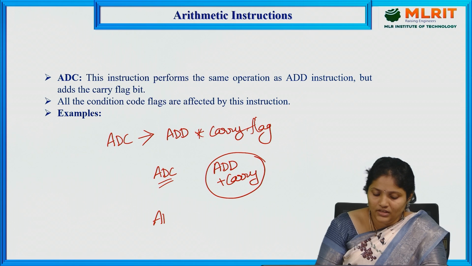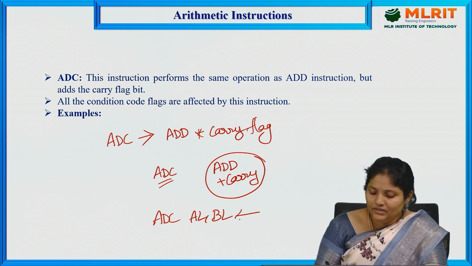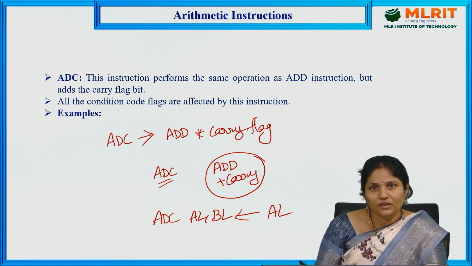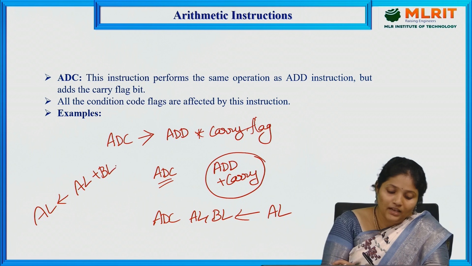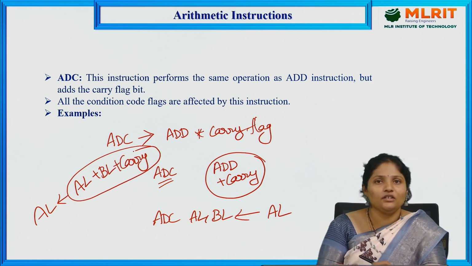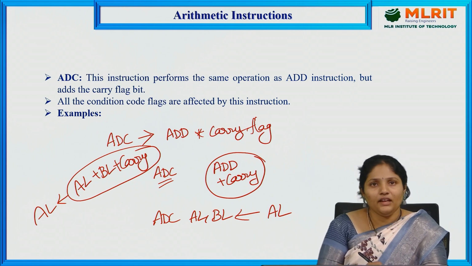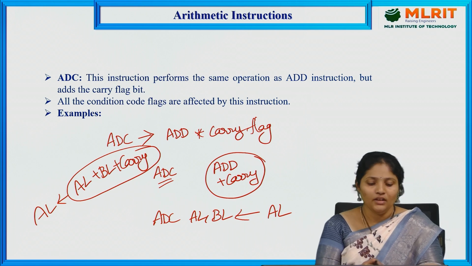Suppose we use ADC AL, BL. Then the output will be present in AL, and AL will contain AL plus BL plus the carry flag. If any carry is there, it will be added along with the AL and BL contents. So this is the difference between the add and ADC operations.